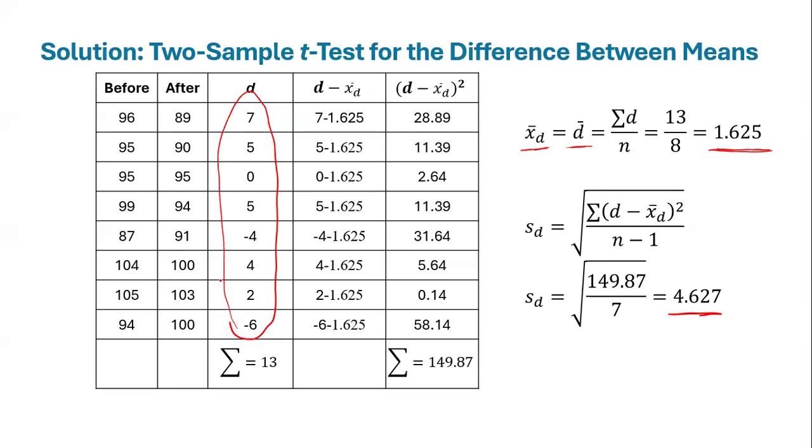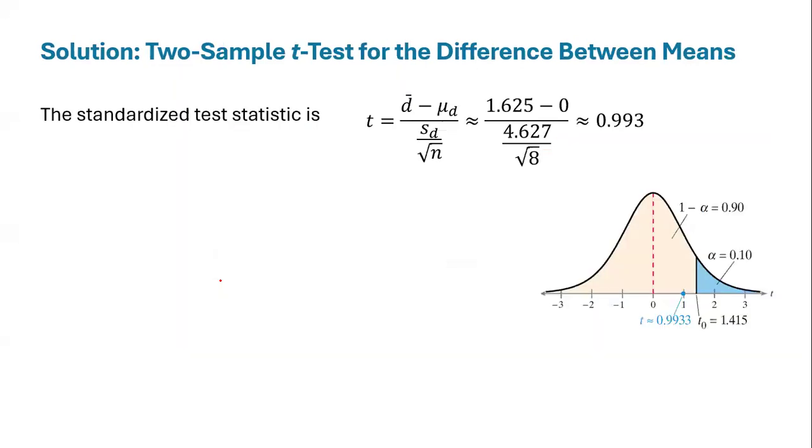After finding the mean and the standard deviation, we need to use the t-test. We have the formula, we have the mean of those d values, we have the standard deviation, and then we find this value for the t-test, the standardized test statistic. But since we are using the rejection region method, we need to check if this value is in the rejection region.